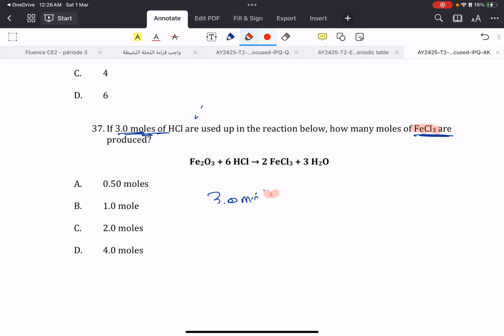So 3 multiplied by 2 over 6. So the mole ratio between HCl and FeCl3 is 2 over 6. So 2 over 6. And the final answer is B.